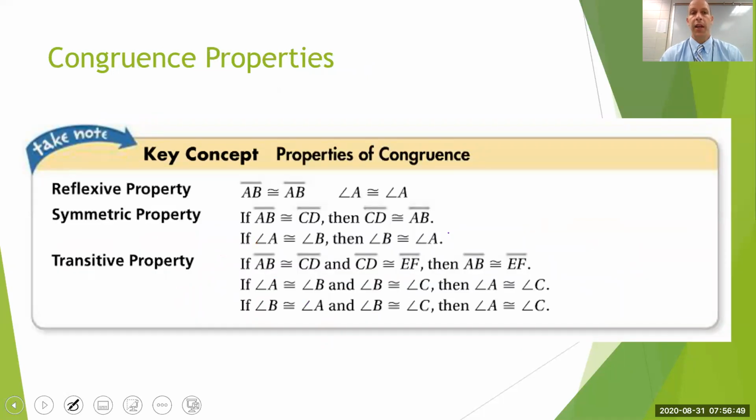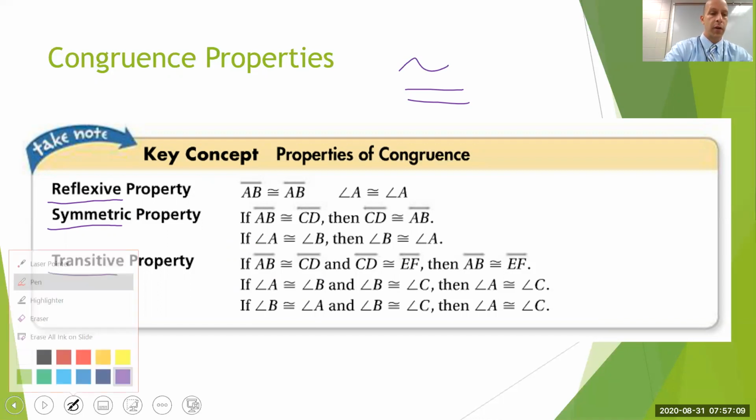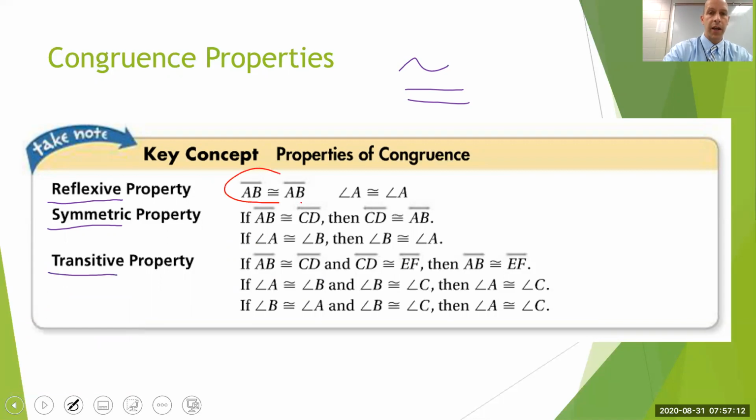Okay, so now these are some key congruence properties. You'll notice that these properties look very similar to some of those equality properties that I listed earlier, but notice that all of these statements have that fancy equal sign with a tilde on the top. That means congruent. So when I see, for example, this statement right here, it's saying that segment AB is congruent to segment AB. Okay, that makes sense. And angle A is congruent to angle A. That makes sense. So that's the reflexive property.